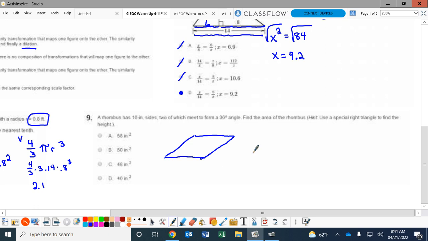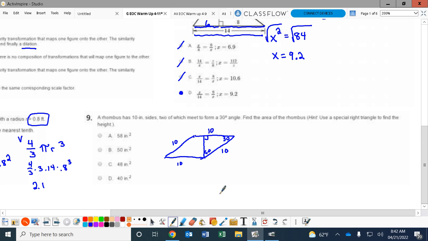It says it has 10-inch sides, so all the sides are 10 inches because the rhombus has all sides the same. And it says two of which meet to form a 30-degree angle. So we're going to have these meet, and they are going to form a 30-degree angle in this corner. It says find the area of the rhombus. Hint, use a special right triangle to find the height. So if this is the height right here, this is going to be a 30, 60, 90 triangle with a hypotenuse of 10.